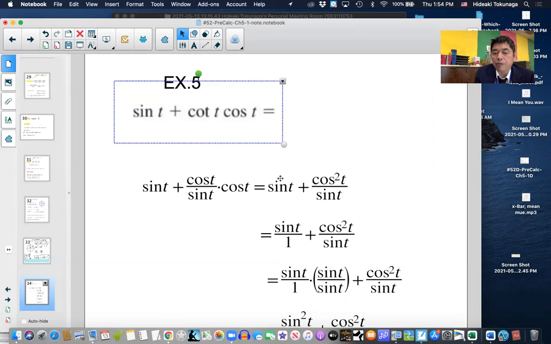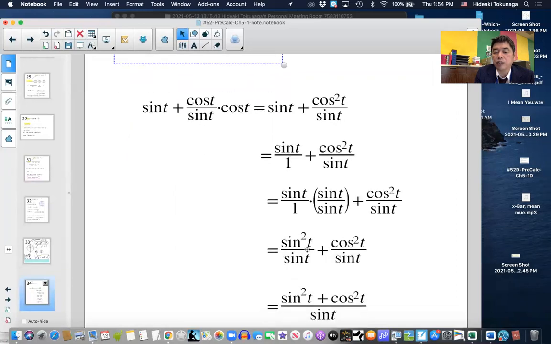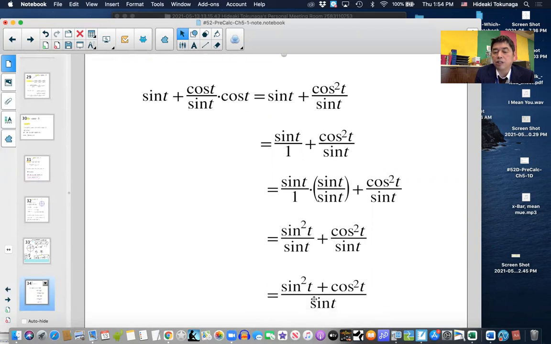Now you have to rewrite this with a common denominator. So it's going to be 1 over sine t over 1. If you rewrite this expression to be equivalent to this, it has to be sine squared t over sine t. That becomes sine t, because you cancel out. Now you have a common denominator. So sine squared t plus cosine squared t is going to be the numerator over sine t.